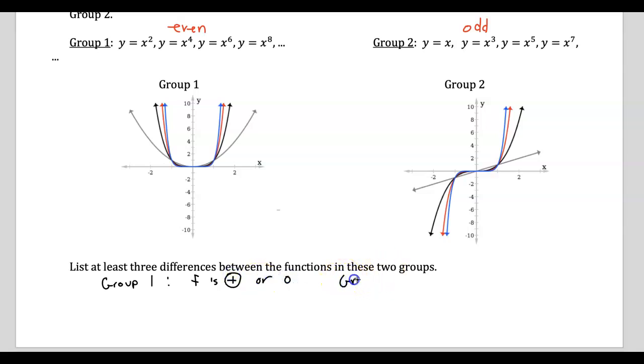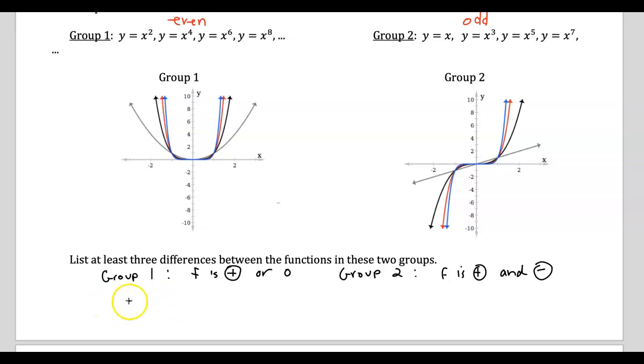In group 2, the function can be negative, right? But it could also be positive. So the function is positive and negative. And we should note that it's negative when you're on the left side of the y-axis, right? The function goes negative.